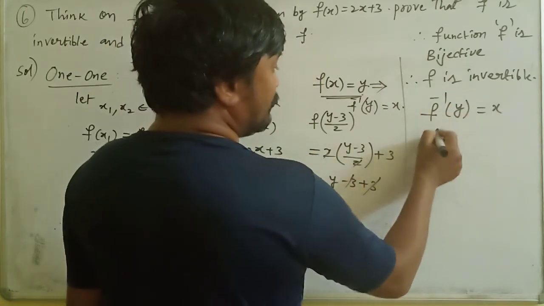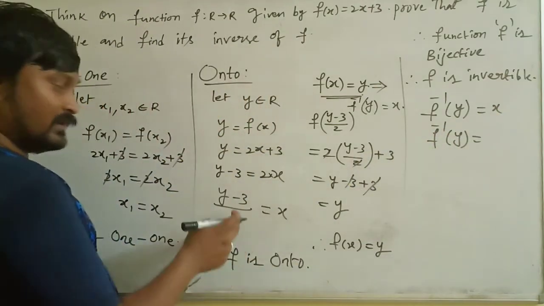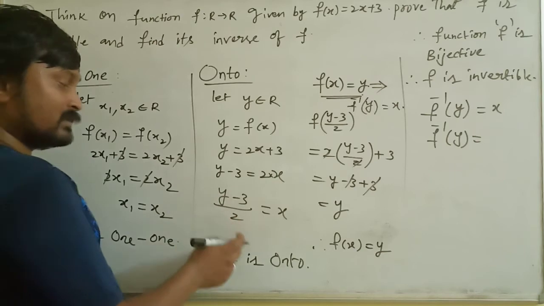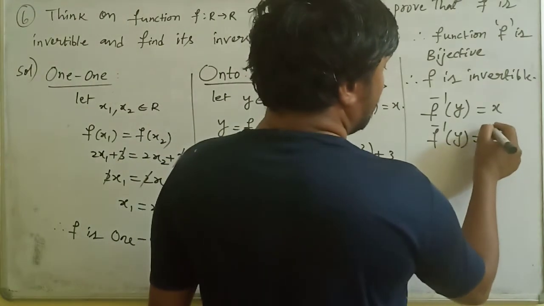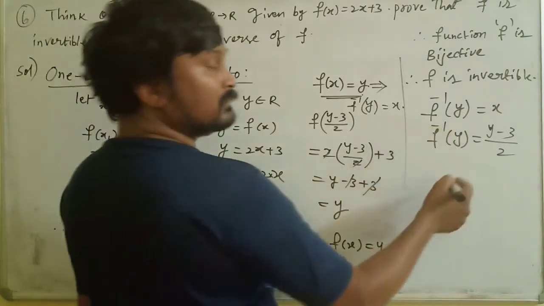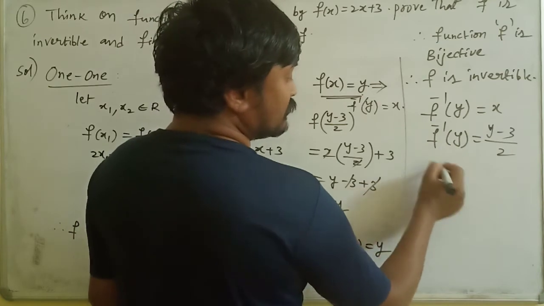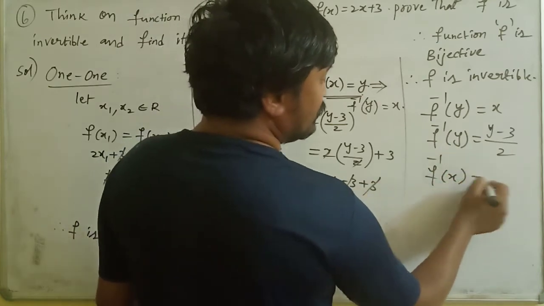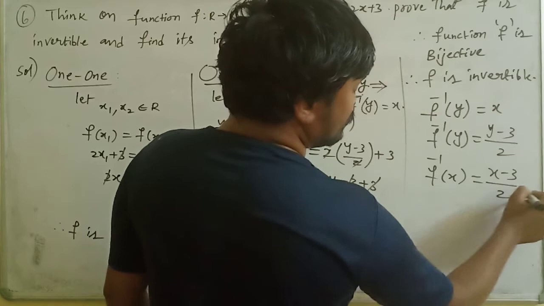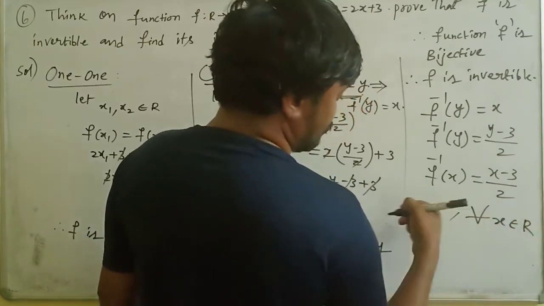Then f inverse of y is equal to, what is your x? The x value found is y minus 3 upon 2. So write that, y minus 3 upon 2. Then here again what we need to write? Just replace y with x. So f inverse of x is equal to x minus 3 upon 2, where x belongs to R for every x.